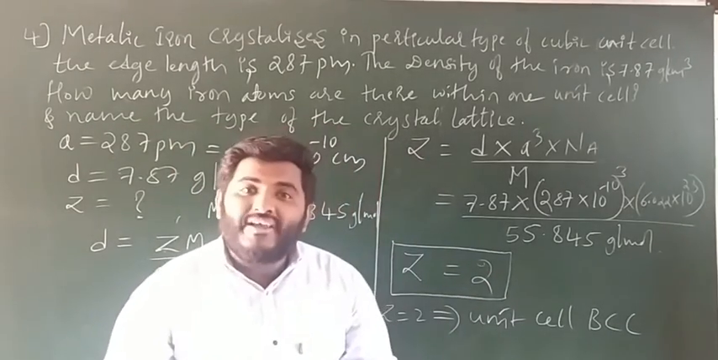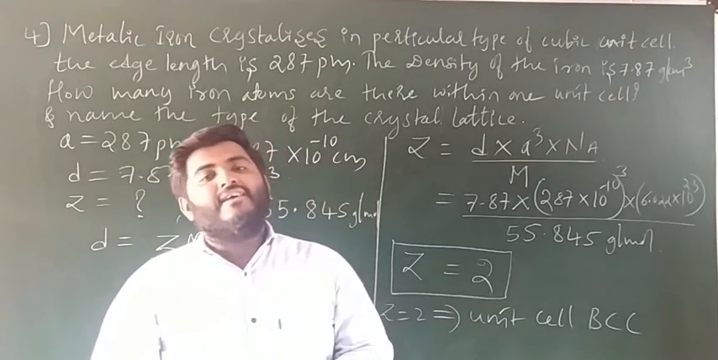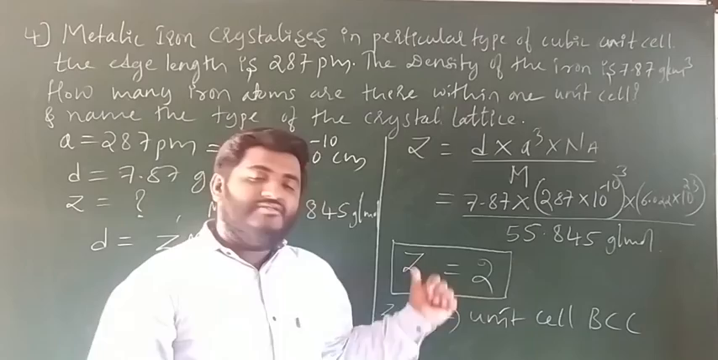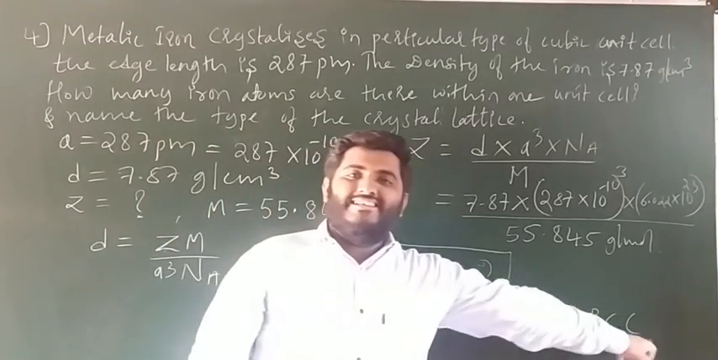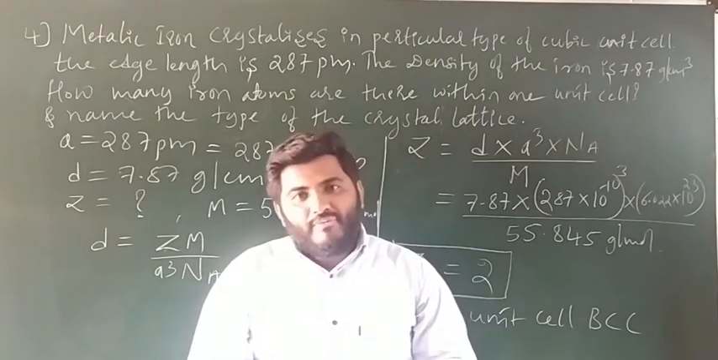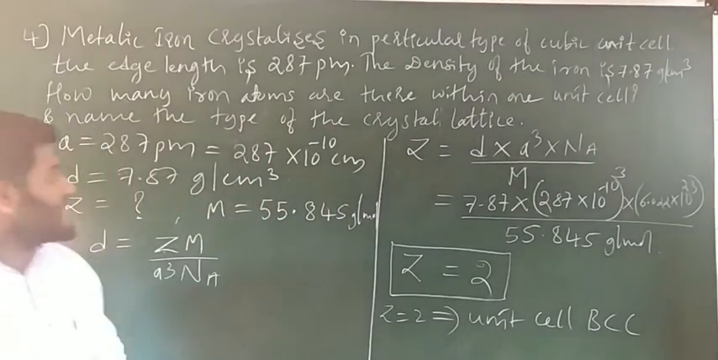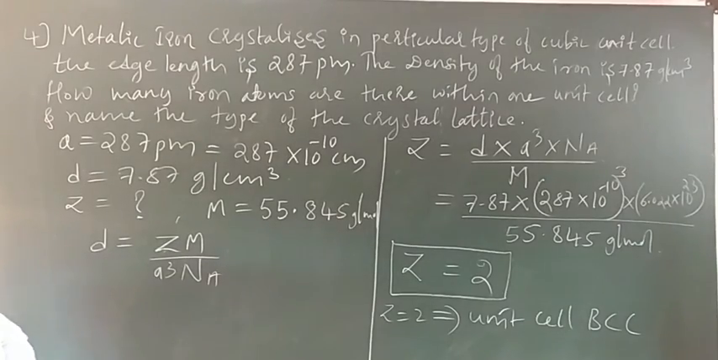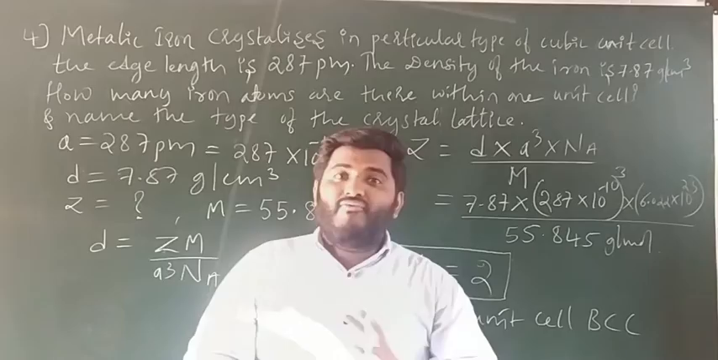If Z value is 4, you are getting FCC. If Z value is 1, you are getting which one? Yes, if Z value is 1, it is simple cubic. Here you are getting 2, therefore body centered cubic unit cell. I hope you got the points here. This is question number 4. If you want, you can take a screenshot of it. Now we will discuss question number 5.